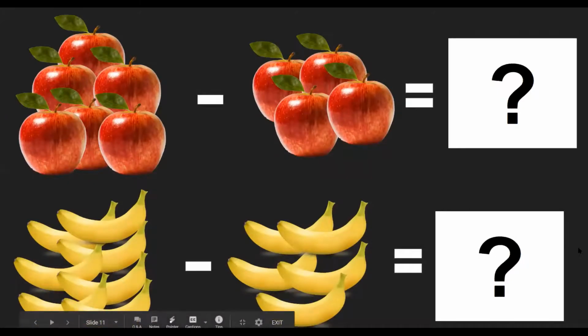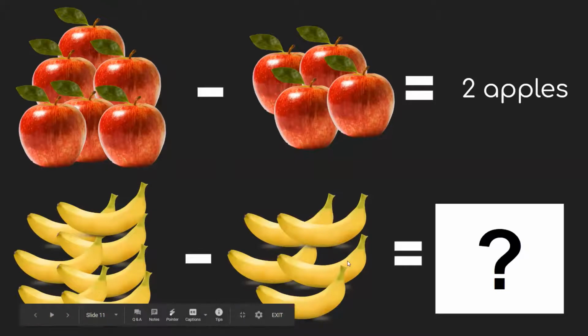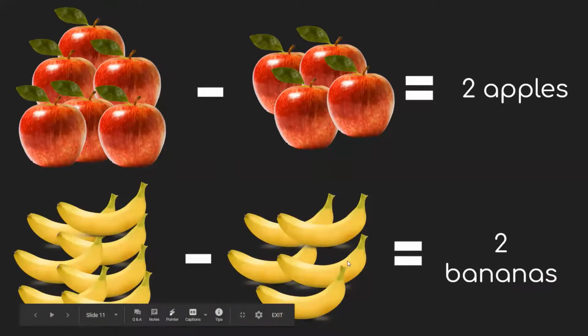Let's move on to doing some subtraction using pictures. So first we have 6 apples minus 4 apples. How many apples is that? That's equal to 2 apples. Here we have 1, 2, 3, 4, 5, 6, 7 bananas minus 5 bananas. How many bananas is that? That's 2 bananas.